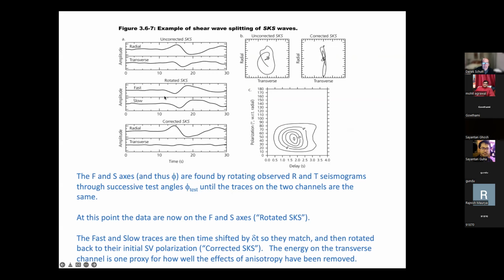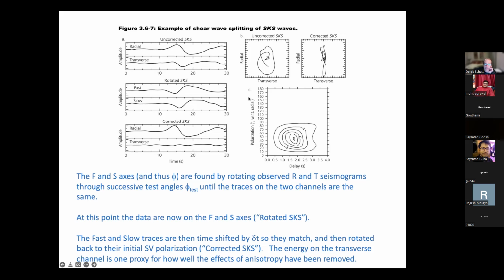You can see that the fast wave comes in a little bit quicker than the slow wave. This is the travel time offset. This is dt. Then we can shift these by dt so they both align up, and then rotate them back to the radial and transverse channels. When we do that, we have all the energy on the radial channel and 0 on the transverse channel. So in a sense, we've corrected for anisotropy.